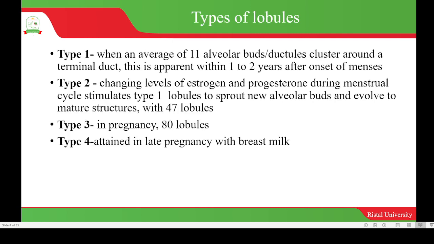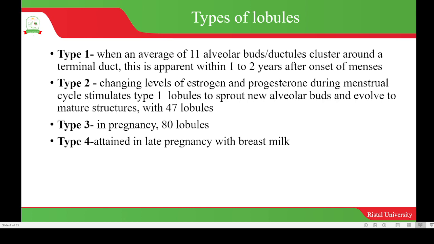We have 4 types of lobules. Type 1 is when an average of 11 alveolar buds around the terminal duct are present, and this is apparent within 1 to 2 years after the onset of menses, immediately after the onset of puberty in females. The type 2 lobule occurs when there are changing levels of estrogen and progesterone during the menstrual cycle, and this stimulates type 1 lobules to sprout new alveolar buds and evolve to mature structures with about 47 lobules.